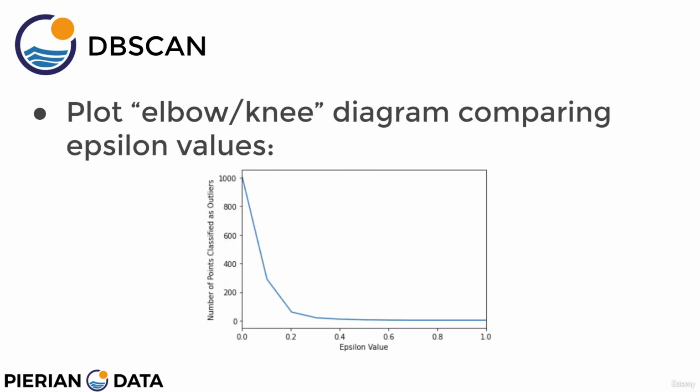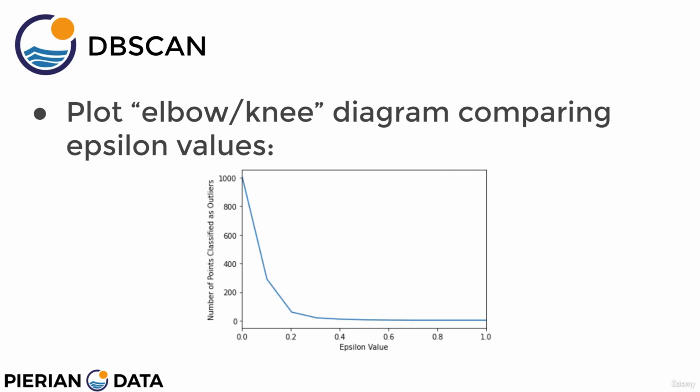But typically what this looks like is you're going to plot out either an elbow plot or a knee plot, that is a diagram that is going to compare the results for different epsilon values. So we can see here on the x-axis, we're starting from an epsilon value of 0 and going all the way up to 1. And on the y-axis, we have the number of points that are being classified as outliers. And obviously, as you have a 0 epsilon value, that means you're not checking anywhere past the range of a particular point, so you have a bunch of outliers. Essentially, every point is going to be its own distinct outlier.